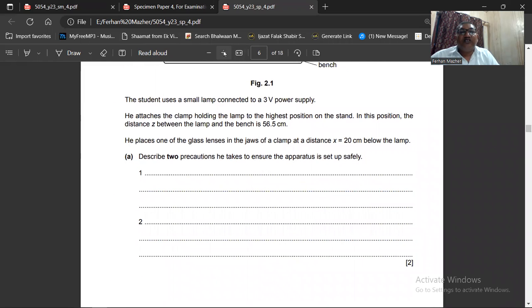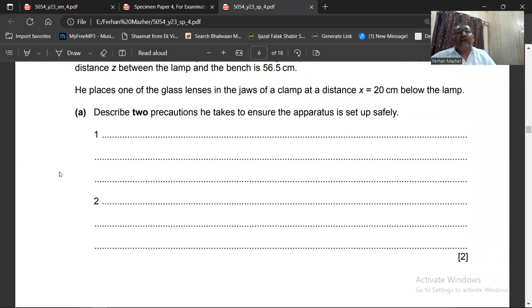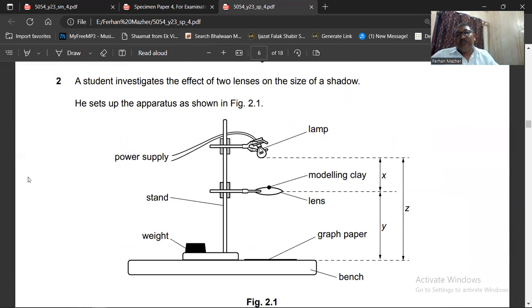Describe two precautions to take to ensure the apparatus is set up safely. Okay, so let me tell you two precautions. Can you see this clamp? It's holding this lamp. This lamp has electricity in it, and this lamp is made up of glass. And this clamp is holding that lamp. So when you tighten the clamp, make sure you do it gently, slowly, because if you tighten it too quickly, the clamp will crush the glass of that bulb.